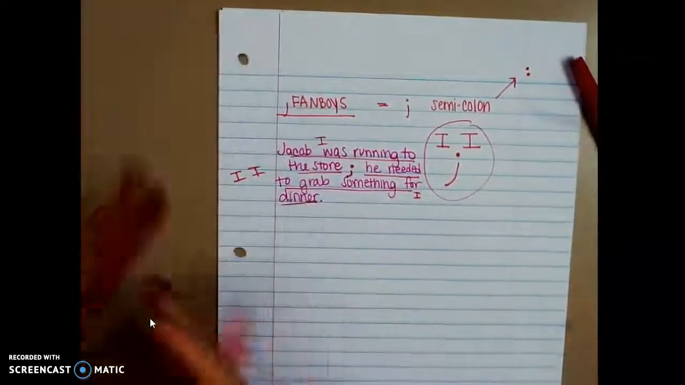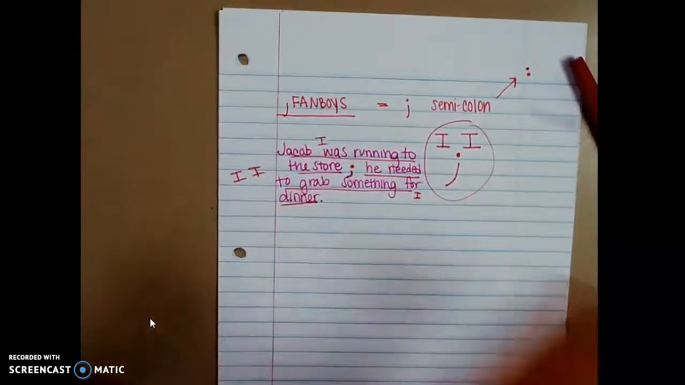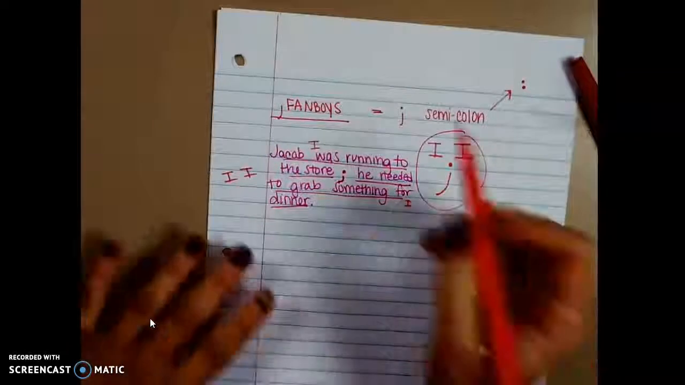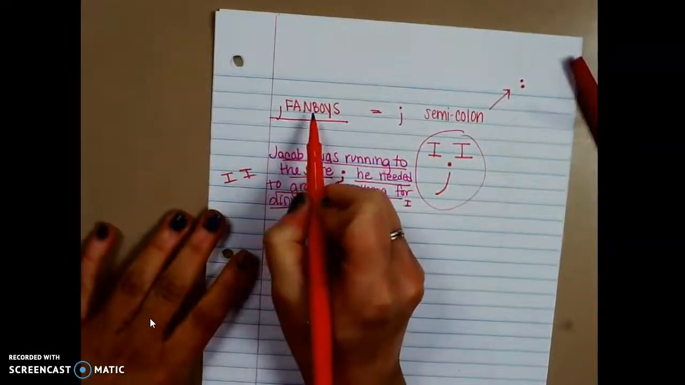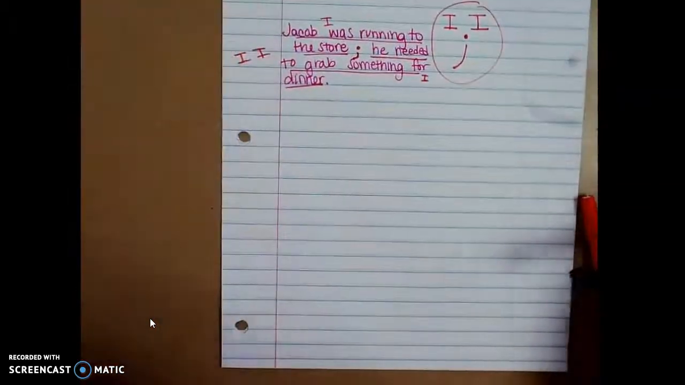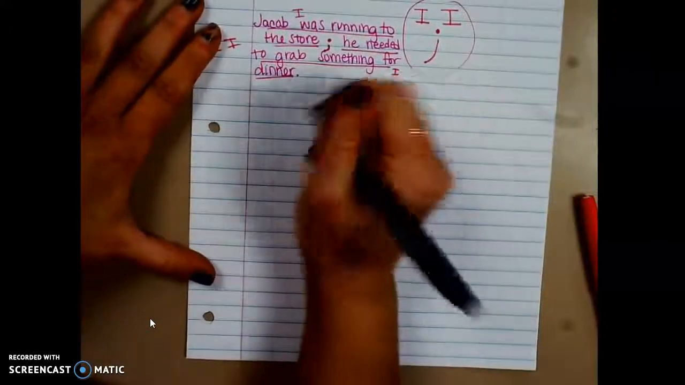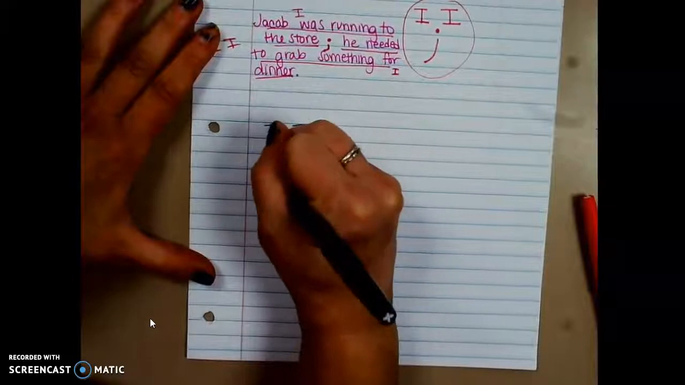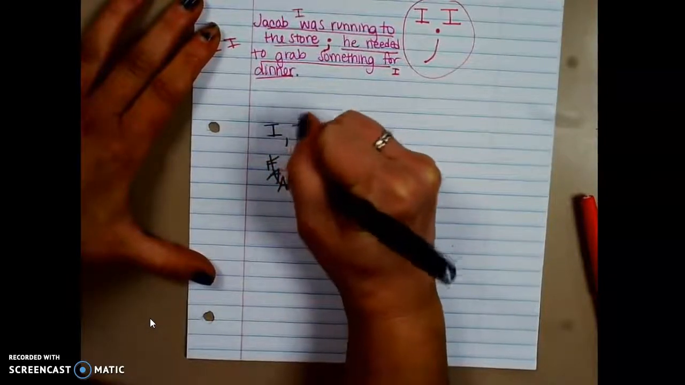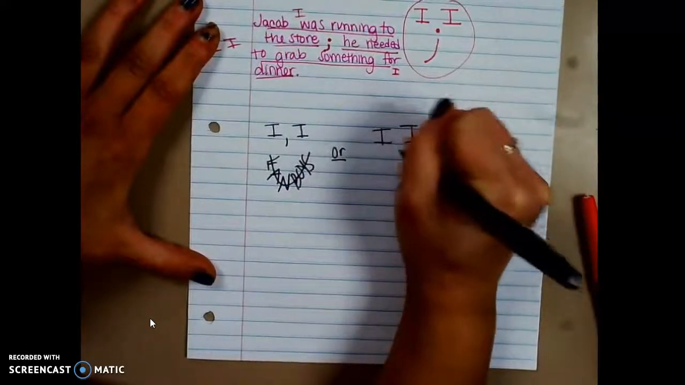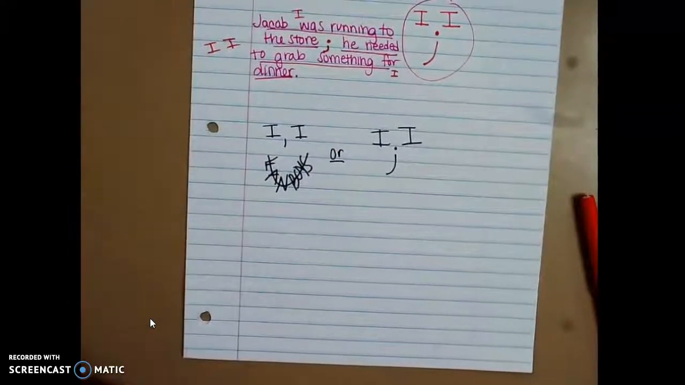Okay? So I can either use comma, fanboy, or a semicolon. You don't use them together. If I'm using a semicolon, I don't use one of my fanboys. Okay? But if I use a comma, I have to use my fanboys. So, one more time, and I want you to write these down with me. I have two formulas for compound sentences. Two eyes, a nose, and a mouth, or a fanboy. Or, I have two eyes, a nose, semicolon.